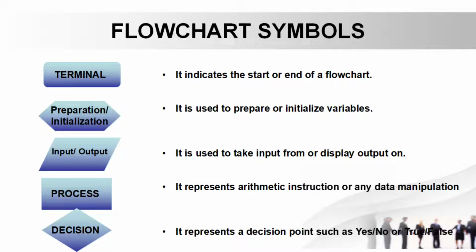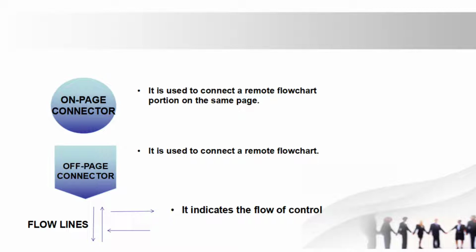Number 3, input or output. It is used to take input from or display output on. Number 4, process. It represents arithmetic instruction or any data manipulation. Number 5, decision. It represents a decision point such as yes or no or true or false. Number 6, on-page connector. It is used to connect a remote flowchart portion on the same page. Number 7, off-page connector. It is used to connect a remote flowchart. And lastly, flow lines. It indicates the flow of control.